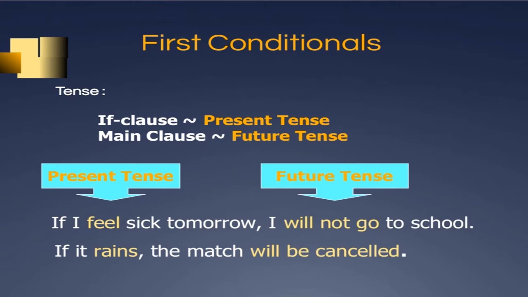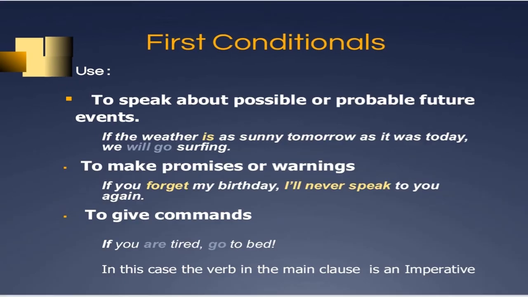Similarly, if it rains, the match will be cancelled. The if statement is in simple present and the main clause is in simple future tense. Now let's see the use of the first condition. We use the first condition whenever we speak about a possible or probable future event. For example, if the weather is as sunny tomorrow as it was today, we will go surfing. Now we are talking about if the weather remains the same, what will we do. Or to make a promise or warning.